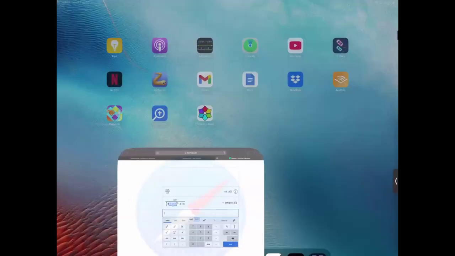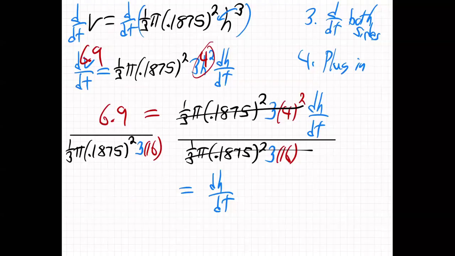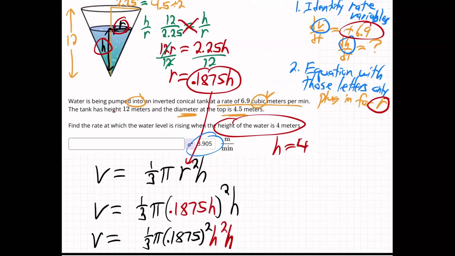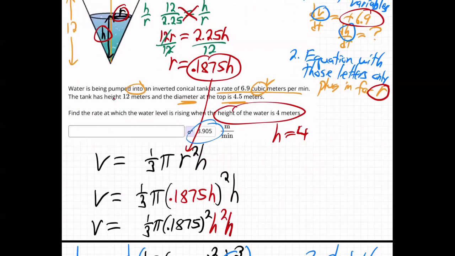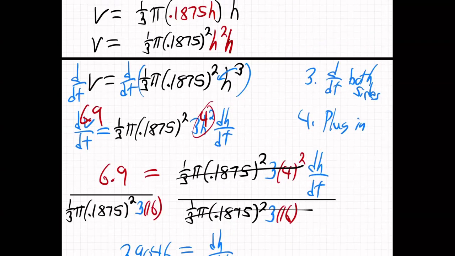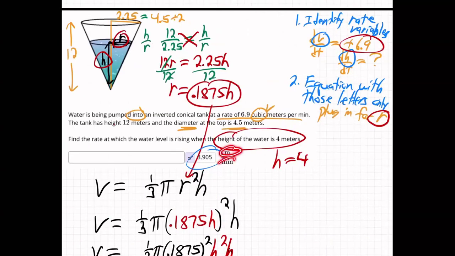3.9046. Is that the true answer? Yep. There we go. Meters per minute. That is the change in the height. So the height of the water level is going up, up, up at 3.9 meters every minute. And so there.